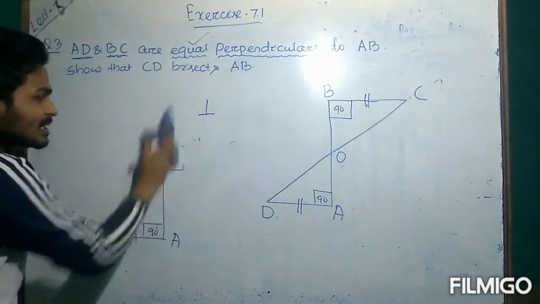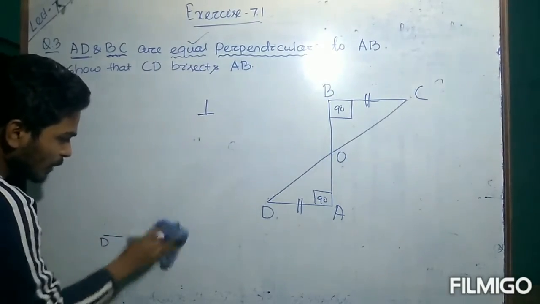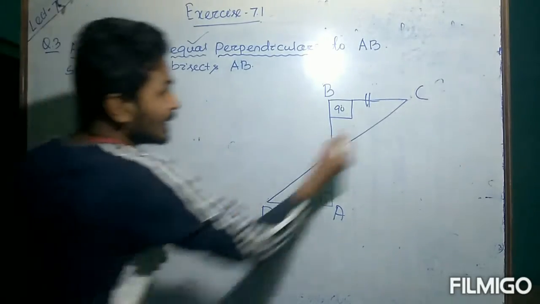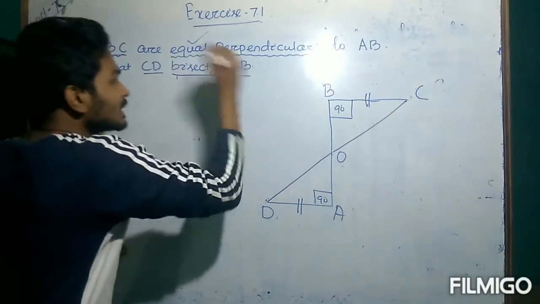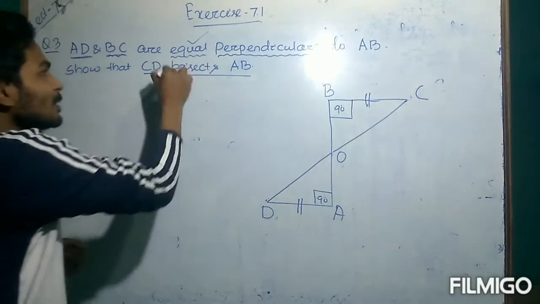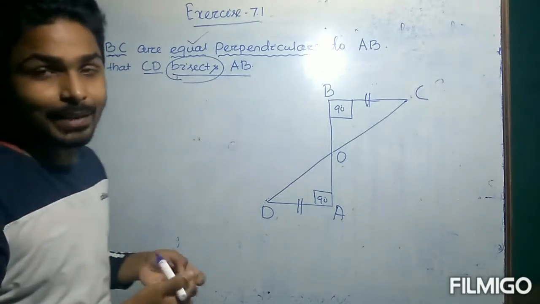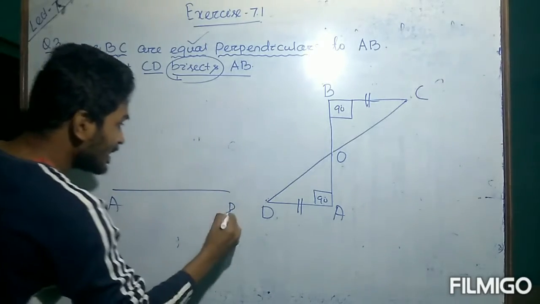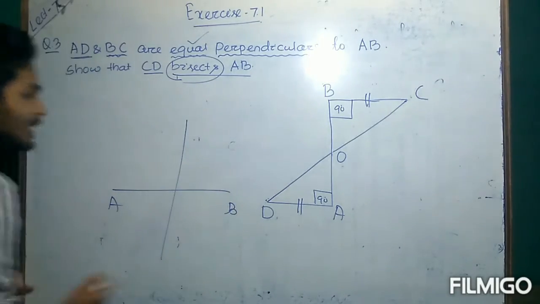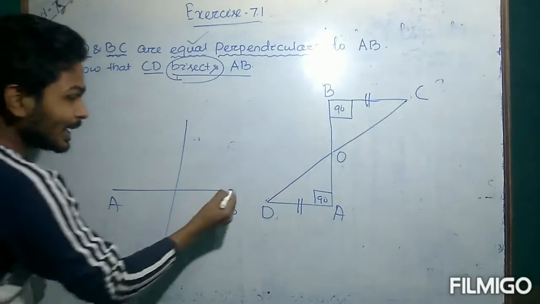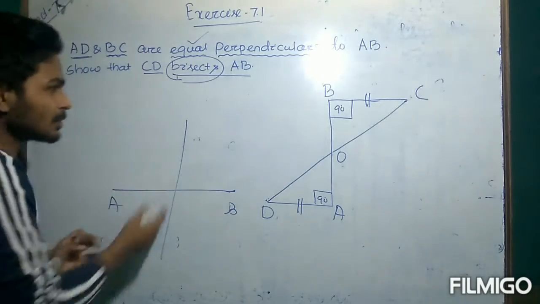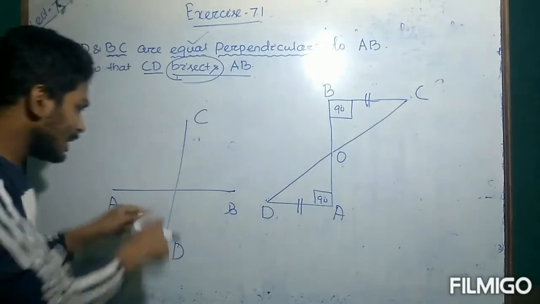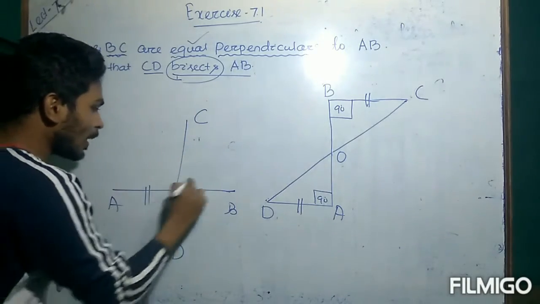So now from this data, what do we have to prove? We have to prove that CD bisects AB. What is the meaning of bisect? I have told you what a line bisector is. A line bisector is a line which divides another line into two equal halves. Suppose we take CD as a line bisector. Now this line divides another line AB into two equal halves.